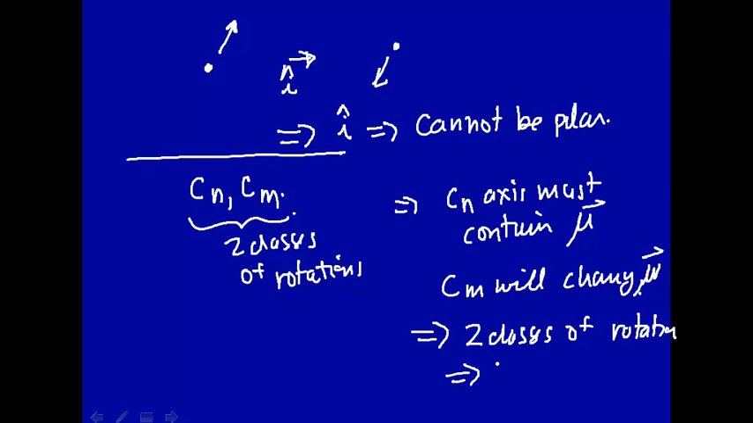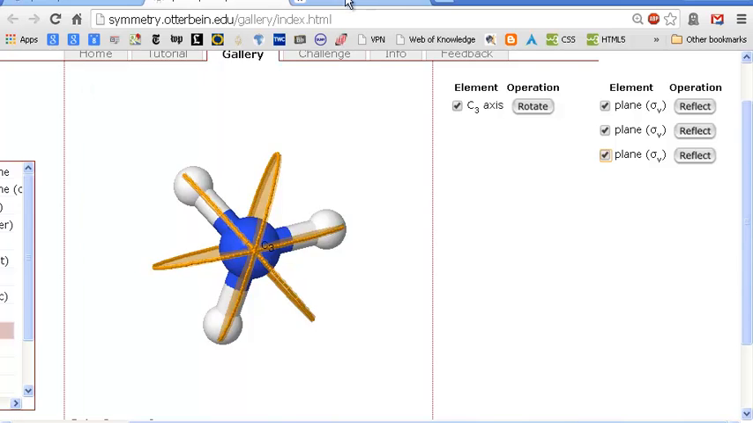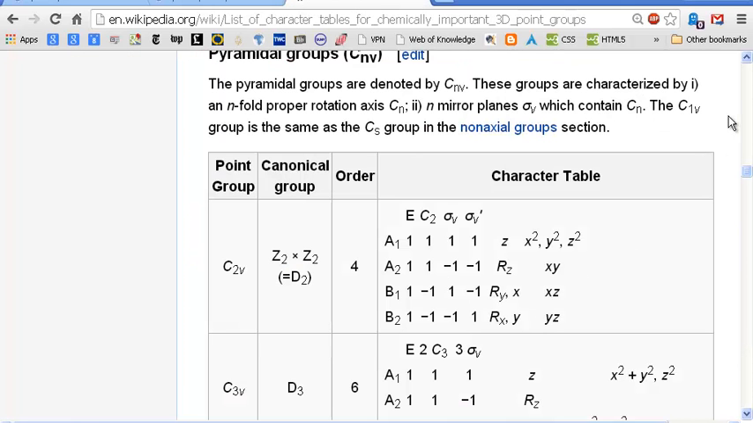Two classes of rotation cannot be polar. Okay, so we've eliminated anything that has an I and anything that has two classes. So let's take a look at the character table and see which ones we've eliminated.